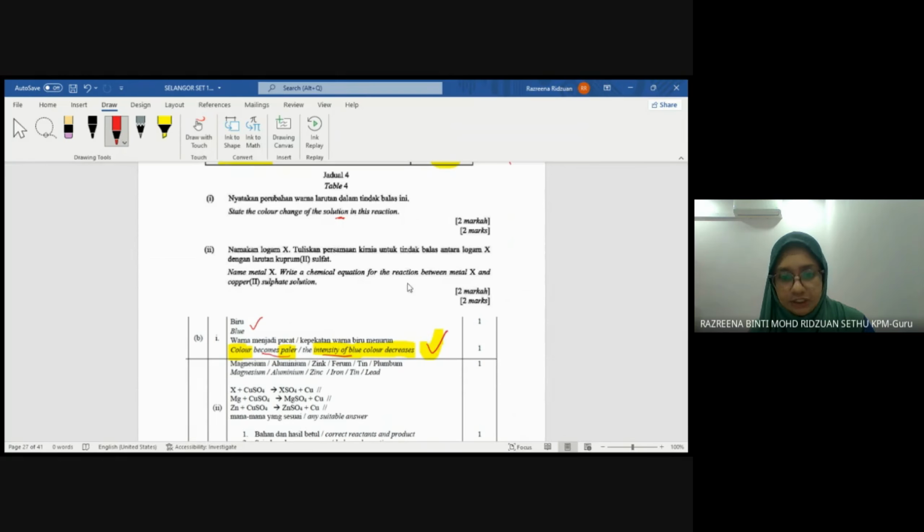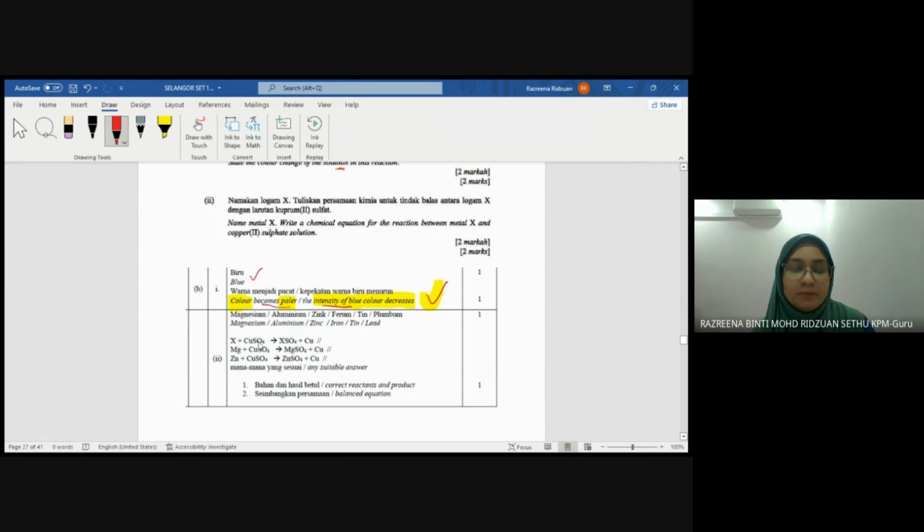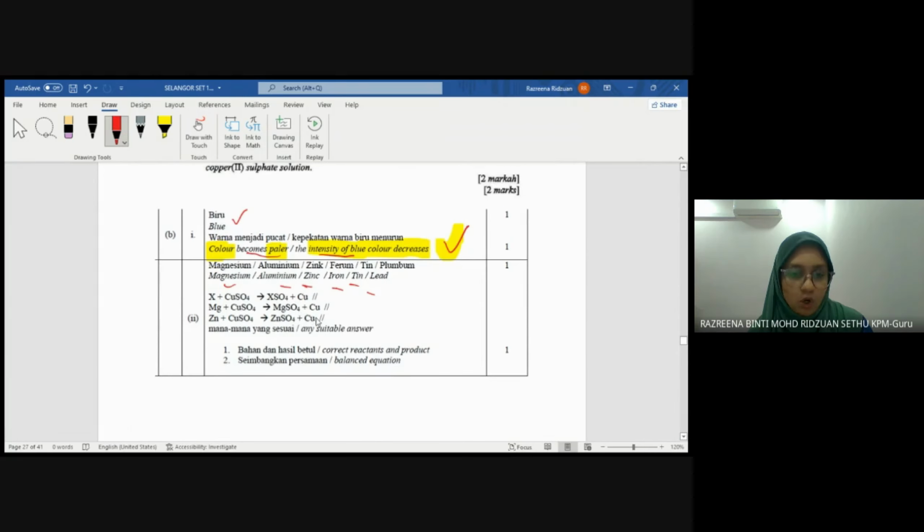Next, name metal X. Write a balanced chemical equation for the reaction between metal X and copper(II) sulfate. Like I said, you can choose a more electropositive metal. It can be magnesium, aluminium, zinc, iron, tin, or lead. Any one can be accepted. So you can write Mg plus CuSO4, and then you get MgSO4. It is already balanced. If you write zinc, you write zinc plus copper sulfate, you get zinc sulfate and copper. So make sure the reactant and the product are correct. This one you don't need to do anything, you already get the second mark because it is already balanced.